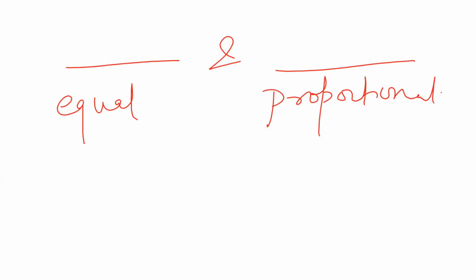proportional. Fine. Thumb rule is what? Angle must be equal and side must be proportional. Okay. Repeat it. Angle must be equal and side must be proportional. Coming to second point, second question.